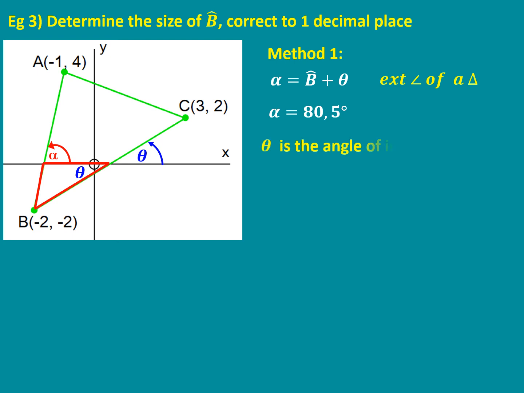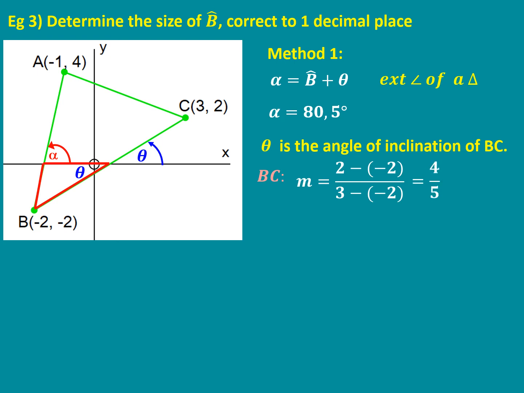But now we need to work out theta, and theta is the angle of inclination of BC. So we need to work out the gradient of BC. The formula for gradient is the change in y over the change in x. So 2 minus minus 2 over 3 minus minus 2. I end up with a gradient of 4 over 5, which means the tan of theta is equal to 4 over 5. So on my calculator, shift tan 4 over 5, and I get angle theta is equal to 38,7 degrees.